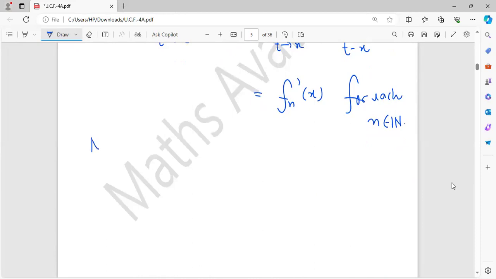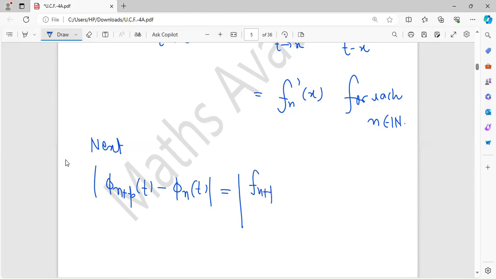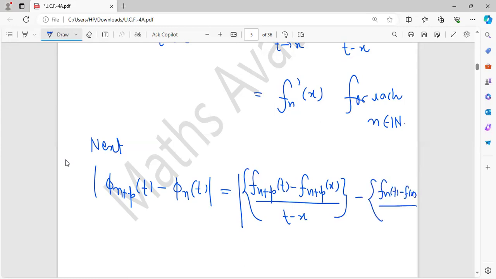Now, next, phi n plus p x minus phi n x. What is this? What will you get from here? It will be, sorry, t. So what will you get? What is the f_n t value? f n plus p t minus f n plus p x upon t minus x. This is the value of phi n plus p, and this is f_n t minus f_n x upon t minus x.